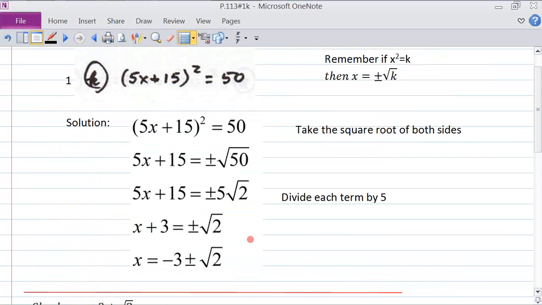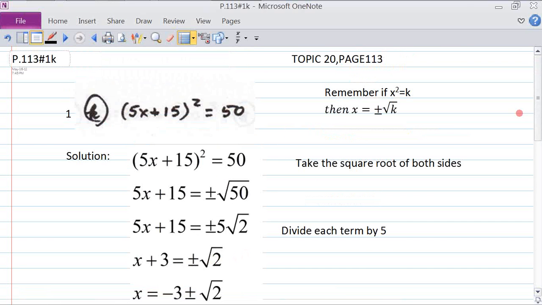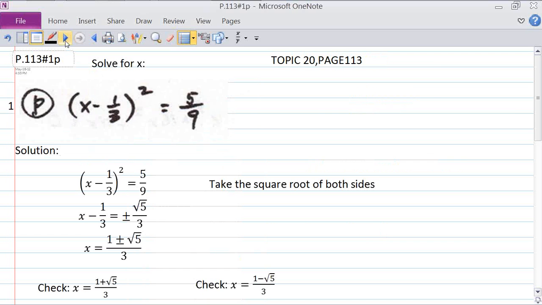Now, this is an exact solution. If you want to go one step further, the square root of 2 is 1.414. So you could add minus 3 plus 1.414, or do minus 3 minus 1.414. But this is an exact solution. The square root of 2, 1.414, is just an approximation because this is an irrational number.